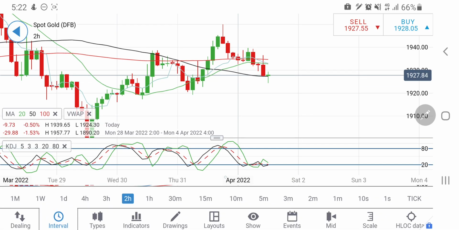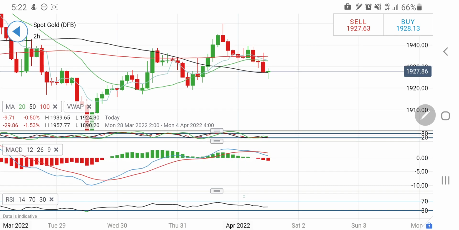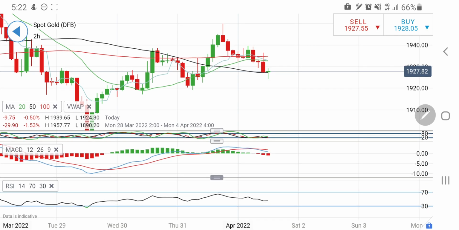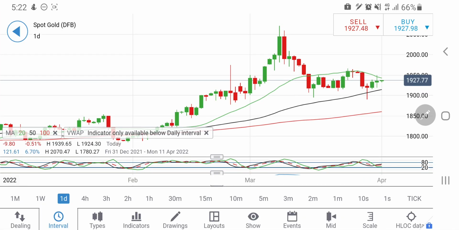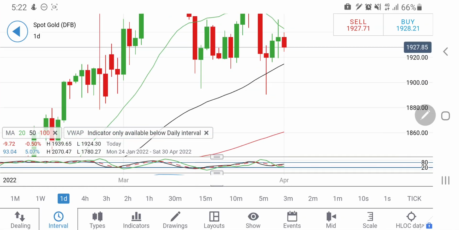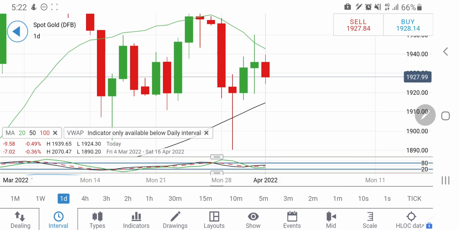On the 2-hour chart, the stochastic is trading at the bottom, and MACD has just crossed over and is trading with divergence, indicating bearishness. Now let's come back to the daily charts. On the daily charts, see what it requires for it to reverse. First thing, where is the bottom?